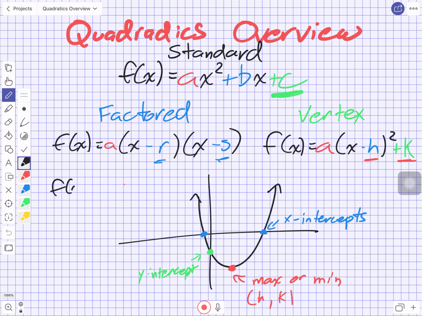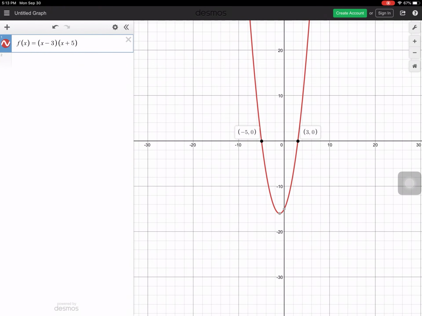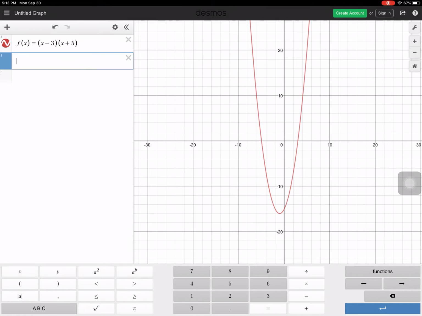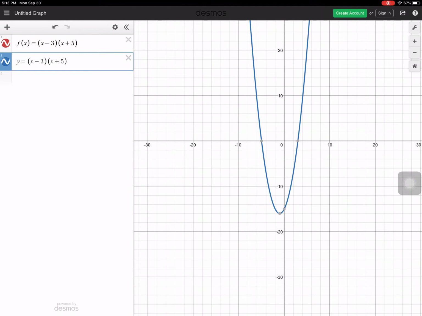So f at x is literally the same as writing, and I'll show you in Desmos, it's actually the exact same as writing y. It's just called function notation. Y equals, I'm going to write the exact same thing, and you're going to see it overlap. X minus 3 and x plus 5. There you go. If you notice, we're going to turn the color on and off. It's just overlapping. They're the exact same thing. So f at x and y, literally no difference in terms of that.